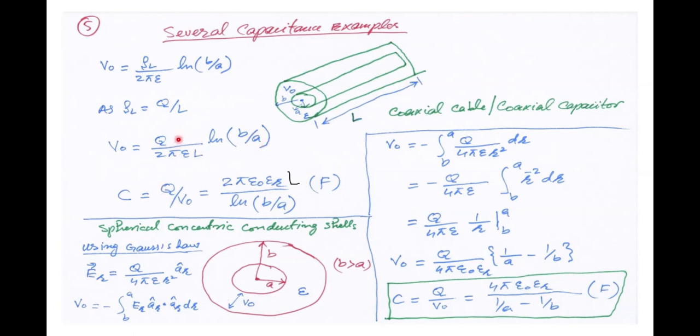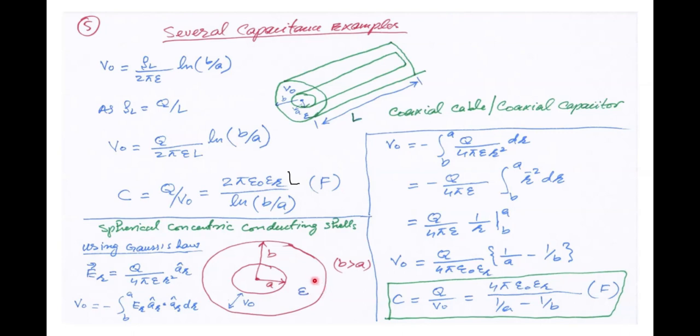Rearranging this expression, we come across the expression for the capacitance between the inner conductor and the outer conductor, which is equal to 2 pi times epsilon naught times epsilon r times the length of the coaxial cable or coaxial capacitor, divided by natural log b by a. So this is the expression for the capacitance between the conductors of a coaxial cable or coaxial capacitor.